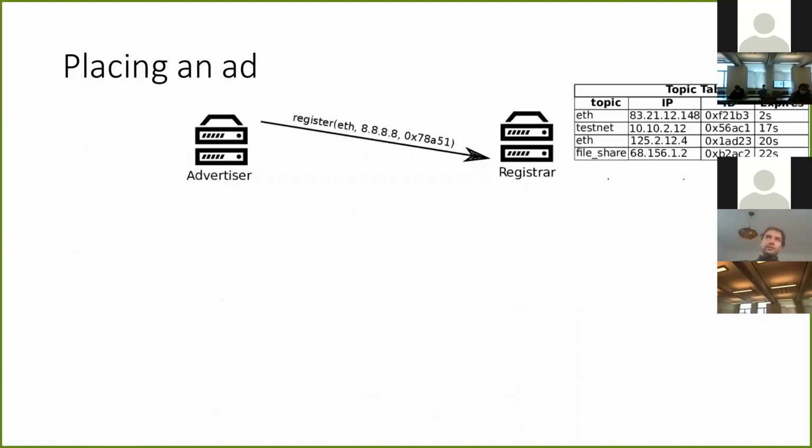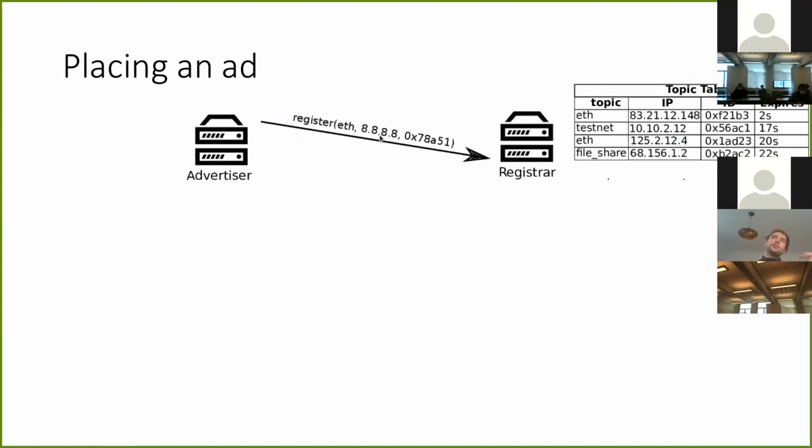So in Discv5, we take a slightly different approach. Again, we have our advertisers here and our registrar. We send a register message, which will contain the topic, the IP address, a port number and an ID. Again, for the IP and ID, we can prove that we own them. Then the registrar will have a topic table, indexed by the topic. Then we have the IP, the ID, and also an expiry time. So once an advertisement is admitted to the table, it will stay there for a fixed amount of time. In this example, let's say it's half a minute. And after this, it will be automatically discarded.